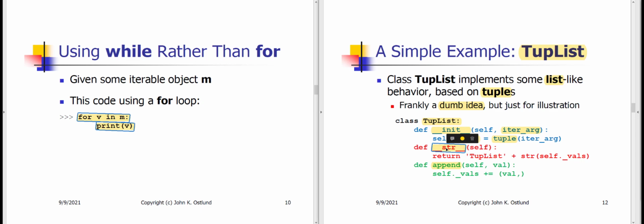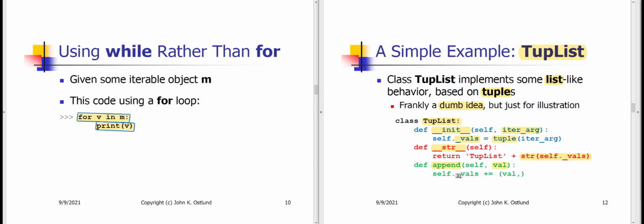In order to convert the tuplist into a string, well, we're simply going to convert our underscore vals tuple to a string, and we're going to prefix tuplist in front of that string, just so that we can tell that these are the values in a tuplist rather than the values in an ordinary tuple. Append takes a single value as its argument, just like the list append function does, and simply puts that new value at the end of the tuplist. We've seen this silly trick that we can do. Technically, remember that a tuple is iterable. A tuple is not mutable. A tuple is an immutable type.